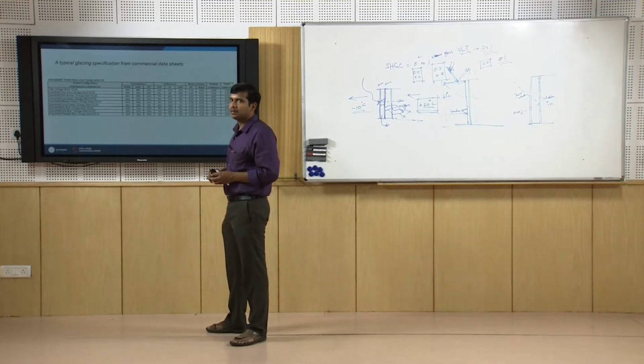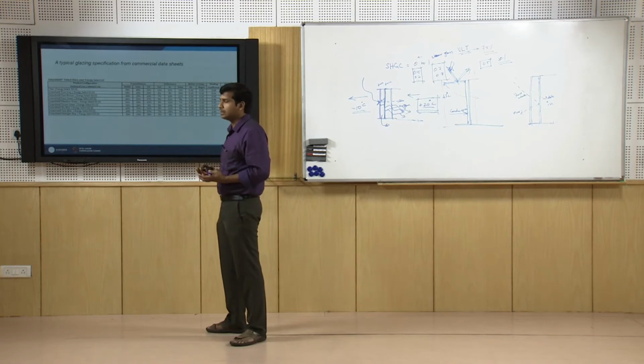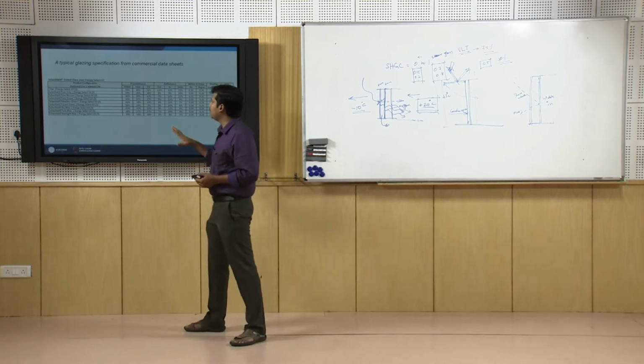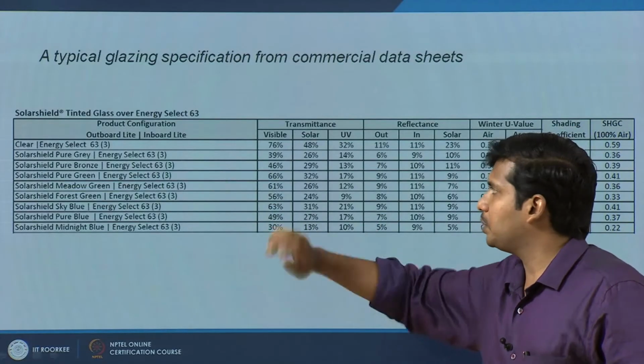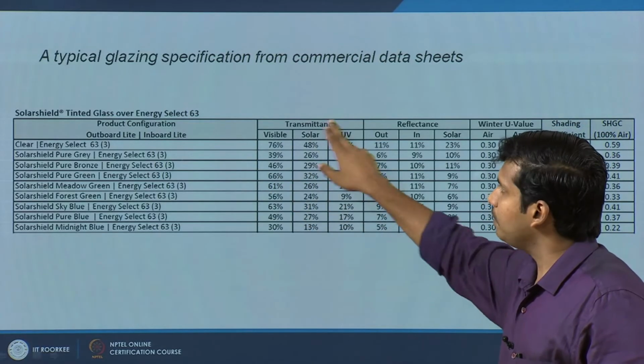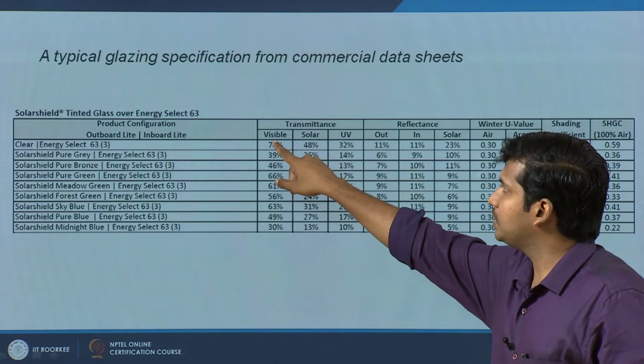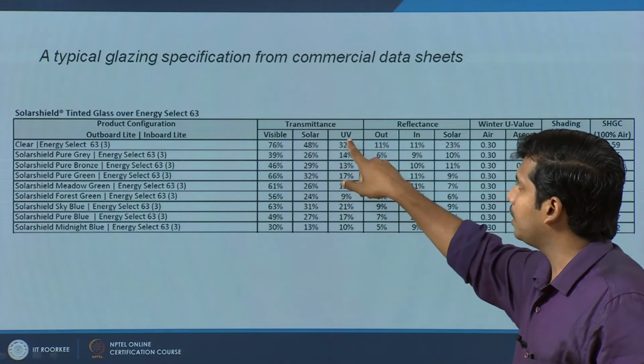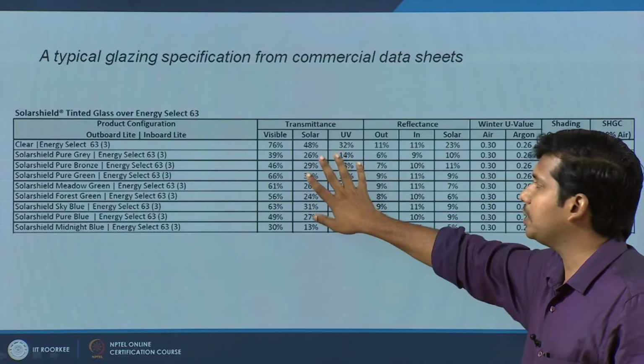There are a lot of glazing companies, everybody has an extensive data sheet. Typically if you look at a brochure, you will have commercial names which are essentially not important in this section. We will have solar transmittance, visible transmittance and UV transmittance. Some of them give this but not all.